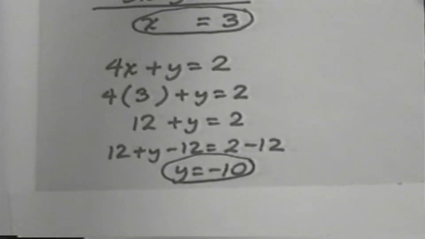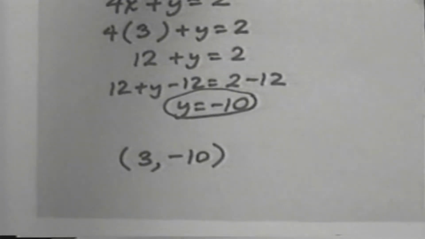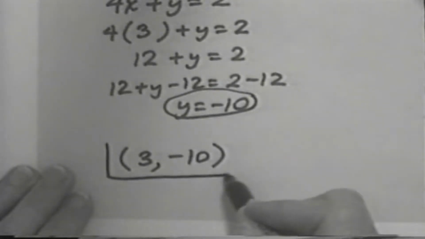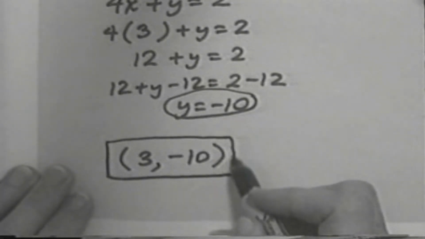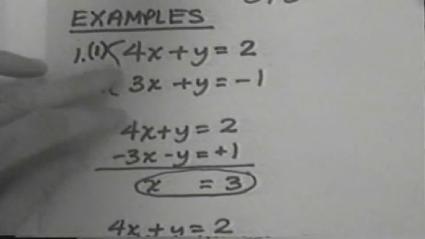That means that the answer is the ordered pair 3, negative 10. Notice that, as always, we write the ordered pair in parentheses, 3, negative 10. Now, in back substitution, we had a lot of freedom about which equations we could choose to work with. However, the check always is in the original. And so we go back and use the original system for the check.